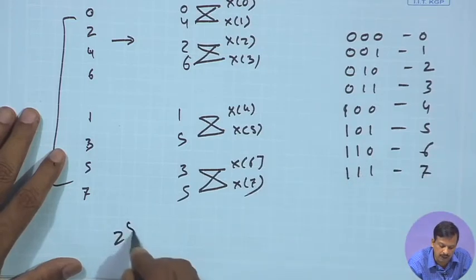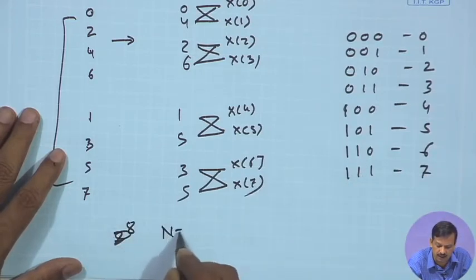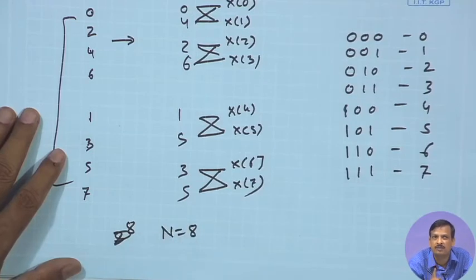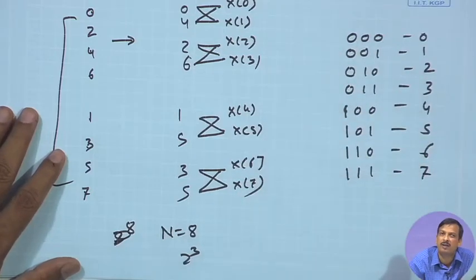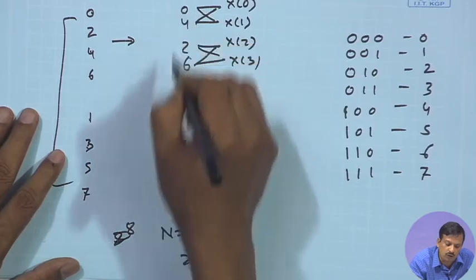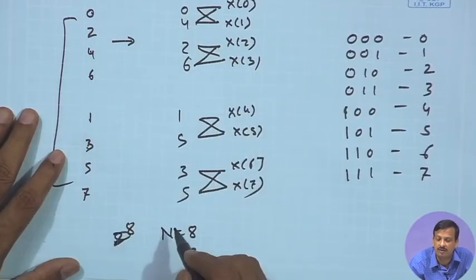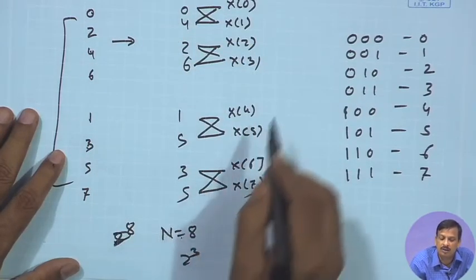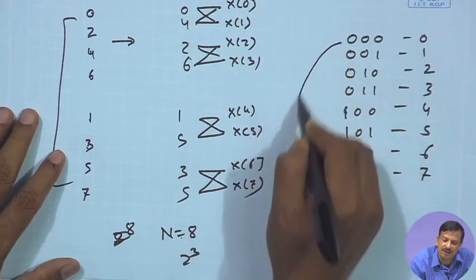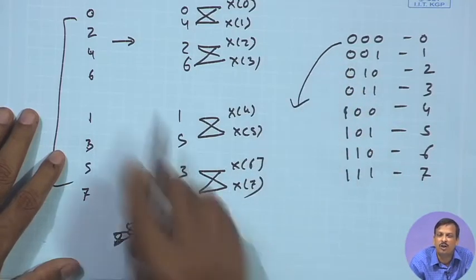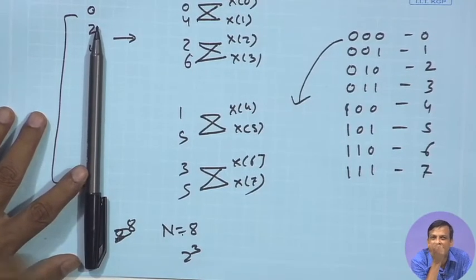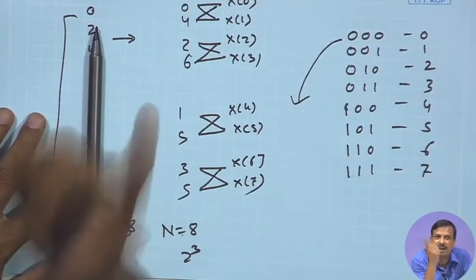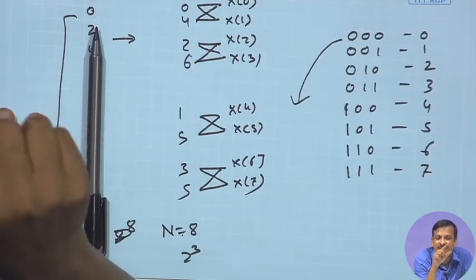So, for n equal to 8, I require 3 bits, that is 2 to the power 3. So, with 3 bits I can generate 8 numbers, 0 to 7. Now, to do this odd and even distribution, what I do is access the signal in bit reversed format. When you access the signal, the index bits are reversed. If it is 10 bits, reverse the 10 bits.